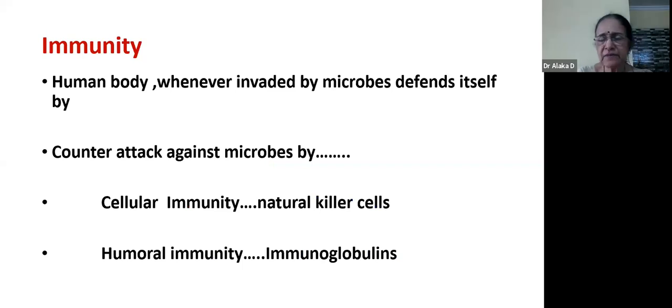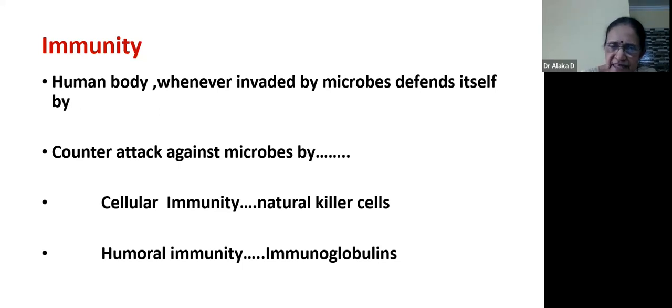Now, what is immunity? We talk a lot about immunity, and the concepts are getting clear with the newer techniques. Basically, in simpler words, whenever the human body is invaded by microbes, I mean bacteria, viruses, parasites, and fungi, the body will try to defend itself by counter-attack against microbes, by cellular immunity, which is by natural killer cells, and the humoral immunity, what we understand as immunoglobulins.